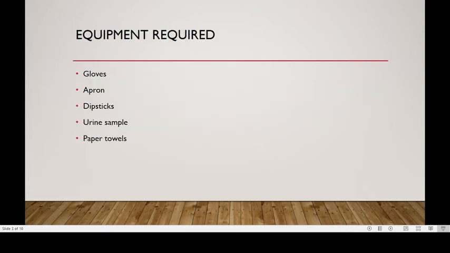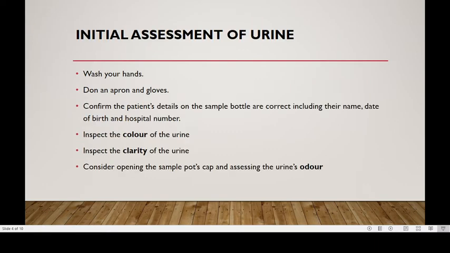Now, the different equipments required for the analysis of urine are gloves, apron, dipsticks, urine sample and paper towels. Then first, the initial assessment of urine.